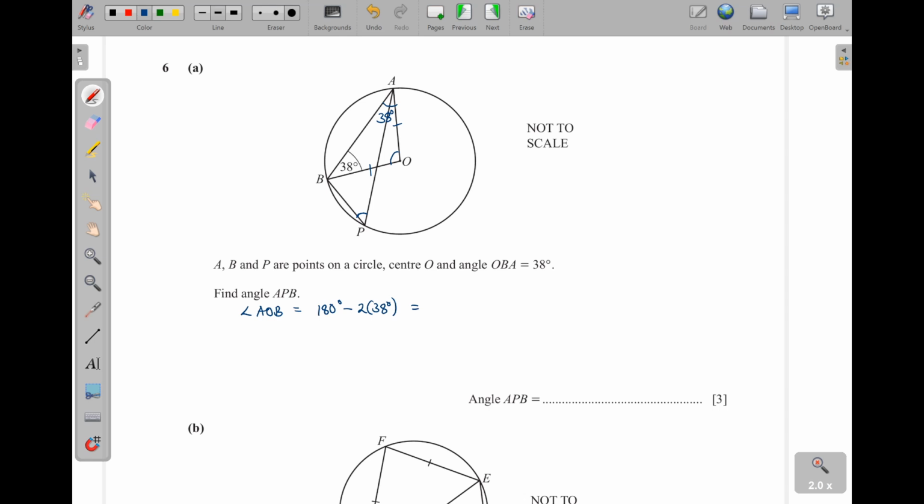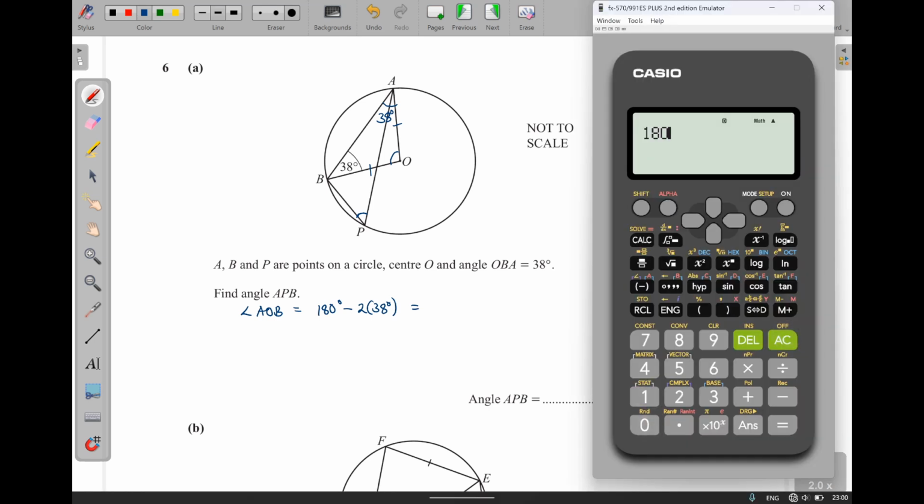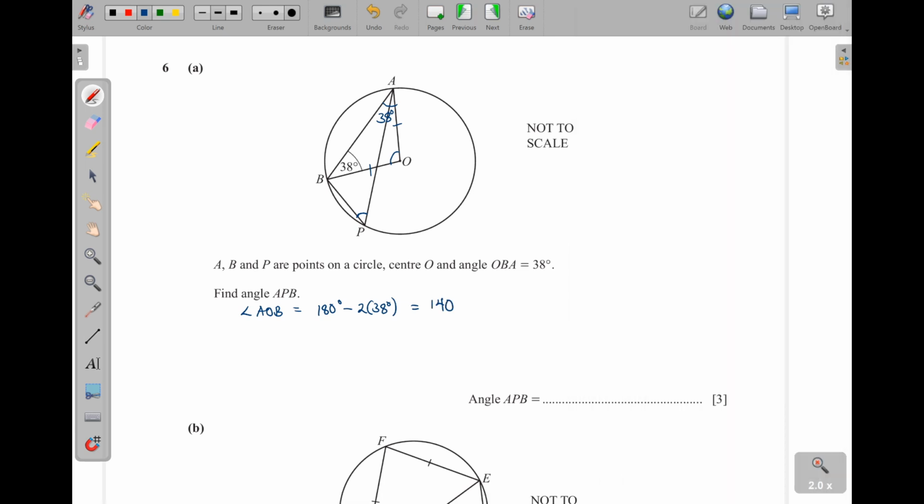angle AOB is going to be equal to 180 minus 2 times the 38. So what do we get here? 180 minus 2 times 38 gives us 104. So this is 104 degrees.